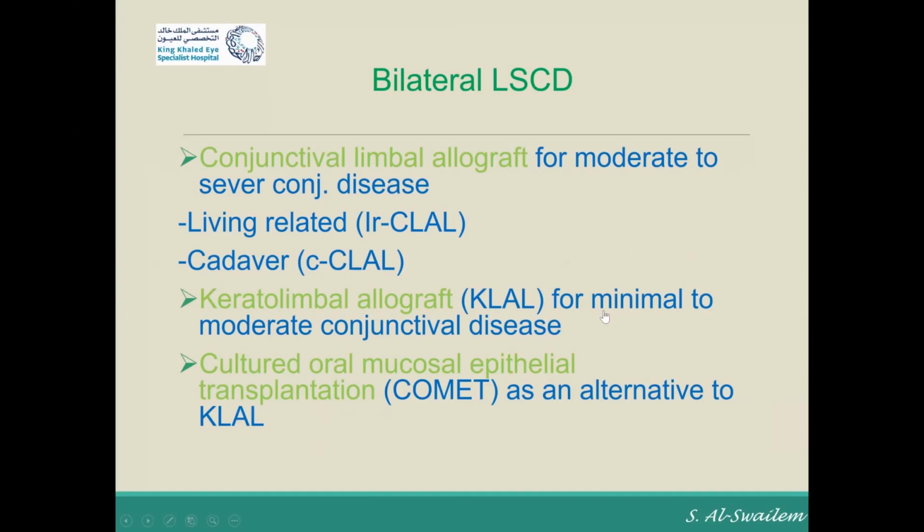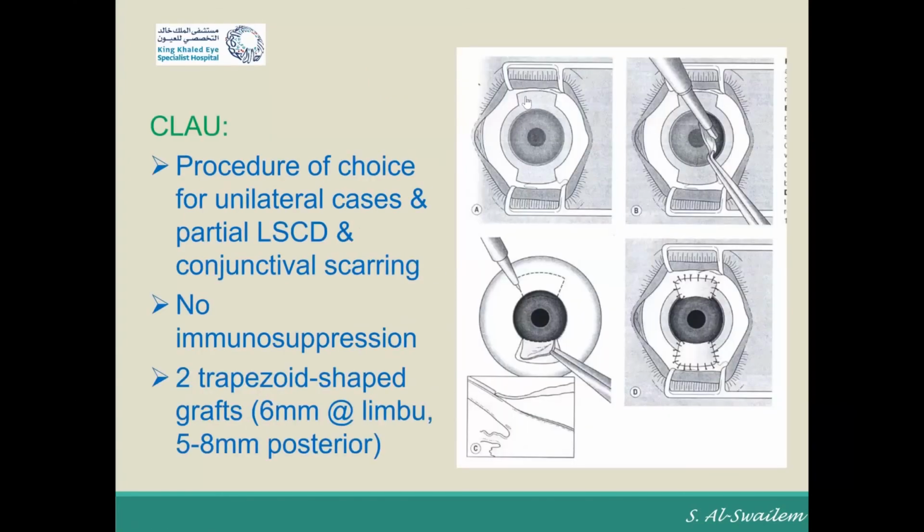or you can do the limbus as well as cornea transplant from donor tissue. For minimal to moderate conjunctival disease, you can do cultured oral mucosal epithelial transplantation, which we call COMET, from the mouth, to cover the whole corneal surface. And this is the CLAU. As I said, we take one piece or two pieces from the normal limbus, and then we transplant it to the diseased eye after we excise the tissue at that site.